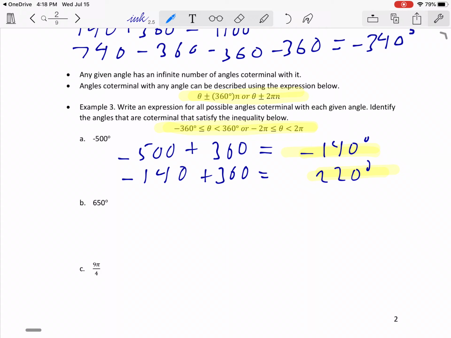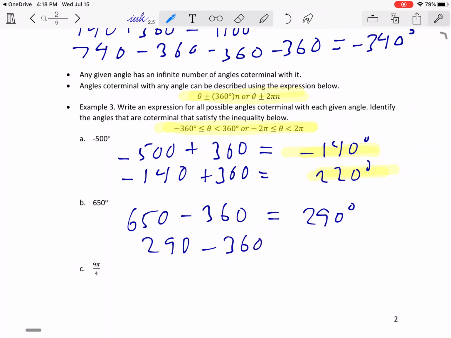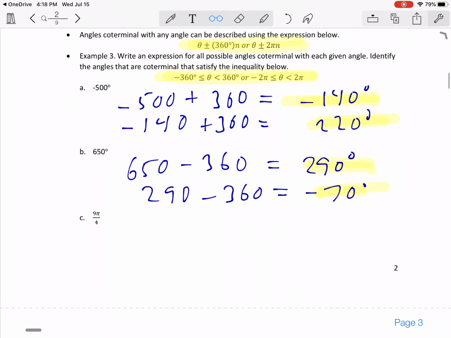650. So here we go, 650 minus 360, which gives us 290 degrees, and then 290 minus 360 gives us negative 70 degrees. Okay, so both of these fit within that range. Okay, so there'd be two answers. Typically, when students do these type of questions, they end up forgetting one of the answers, or they'll put an answer that goes beyond that range. Okay, so just make sure that you're just working within that range.